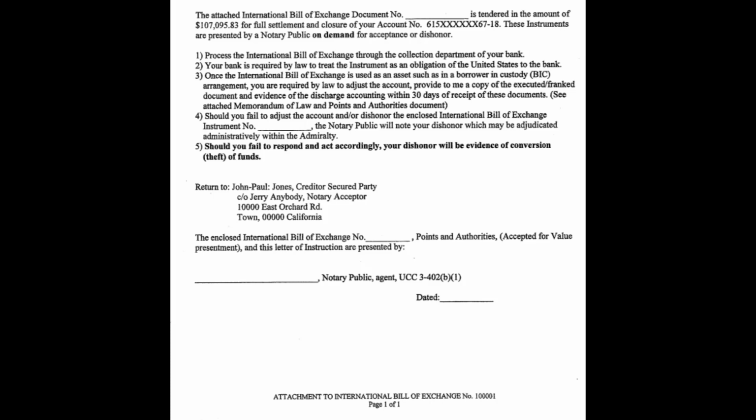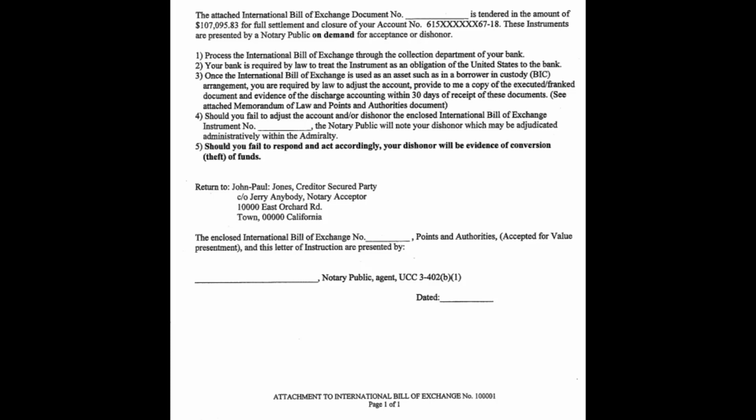Okay, so process the international bill of exchange through the collection department of your bank. Your bank is required by law to treat the instrument as an obligation of the United States. And it is, because any debt is an obligation of the United States. So if you have a valid written contract agreement that you are now owing them money on, because you both agreed to it, that is now an obligation of the United States. Simply for the reason that we granted them the privilege of operating on our soil. So everything's free, or they can leave.